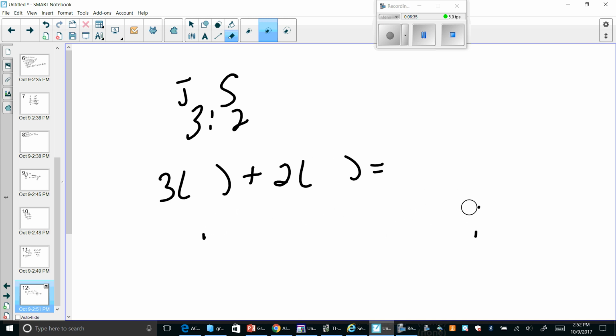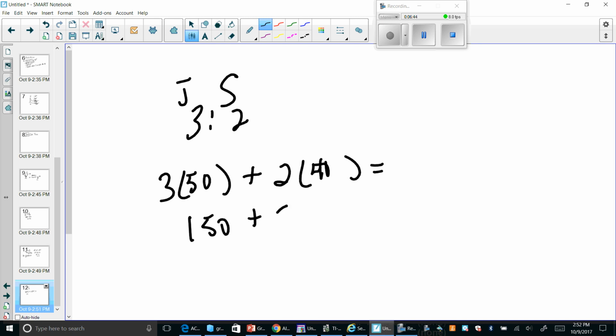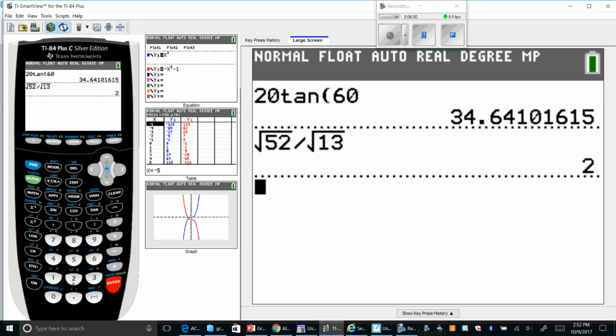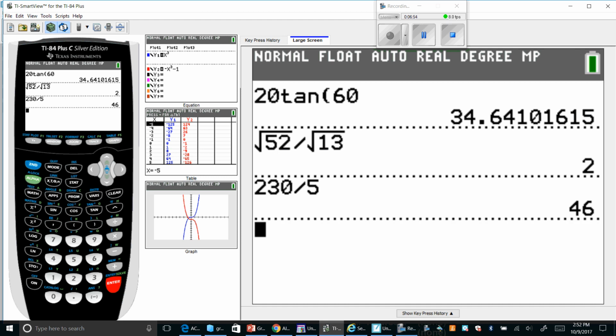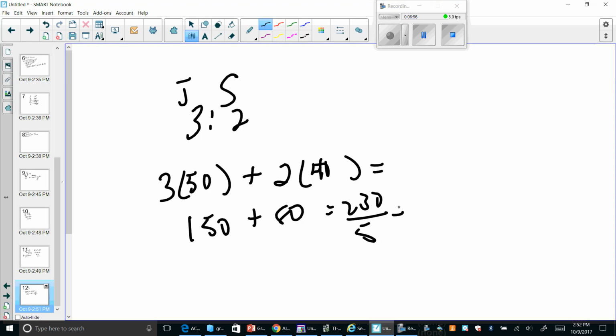Juniors sold more than the seniors. All right, try this again. 50 for juniors, 40 for seniors. That'd be 150 plus 80, which is 230 divided by 5. How about that? That should give me the right answer. It turns out to be $46 a person on average. All right, that takes us through number 42.